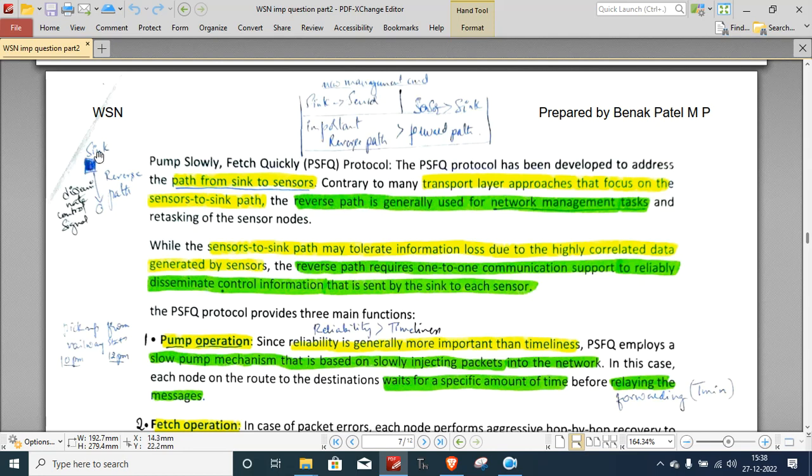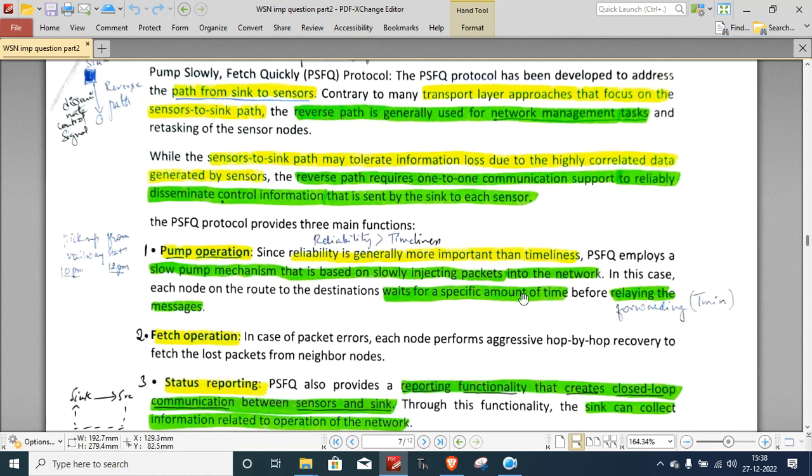Here you can see there is this directed line going from sink to the sensor node where dissemination of the control signal is happening. This reverse path is generally used for network management tasks. While the sensor to sink path may tolerate information loss due to highly correlated data generated by the sensors, the reverse path requires one-to-one communication support to reliably disseminate control information that is sent by the sink to each sensor.